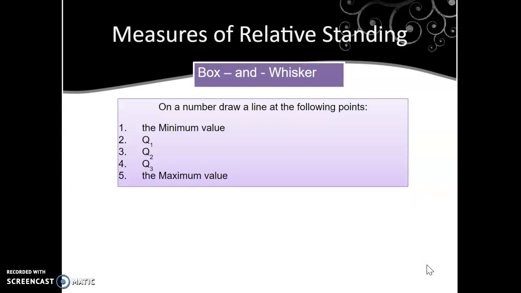Okay, when we put all these together, we can graph them on what we call box and whisker plots. And we have these 5 values that are represented in the box and whisker plots. The minimum value, the first quartile, the second quartile, or the median, or the mean, the third quartile, and then the maximum value. And these 5 numbers are also called the 5-number summary.